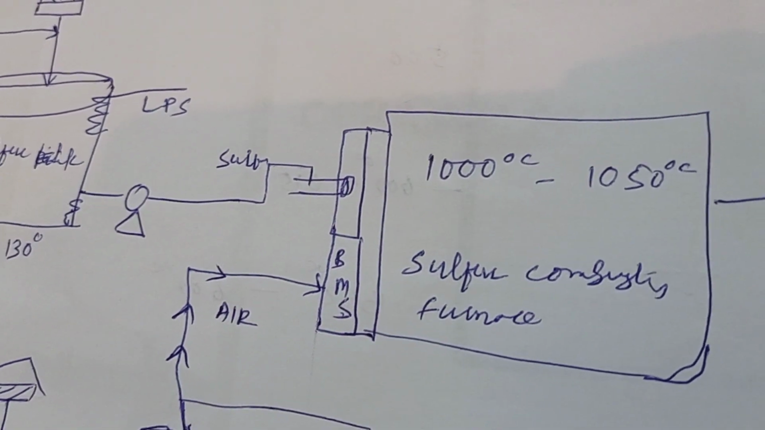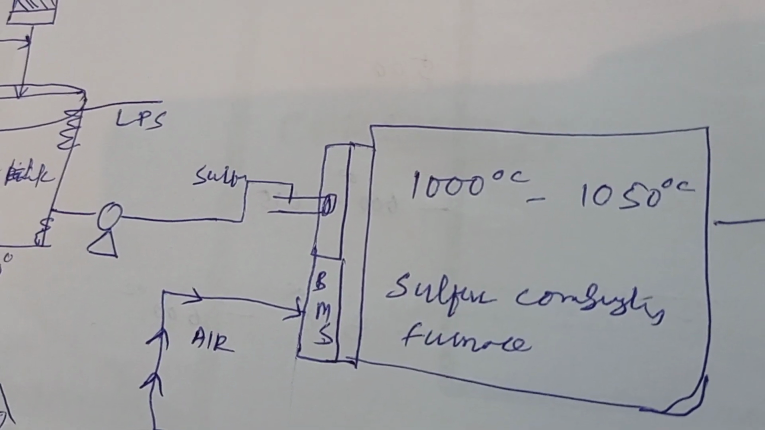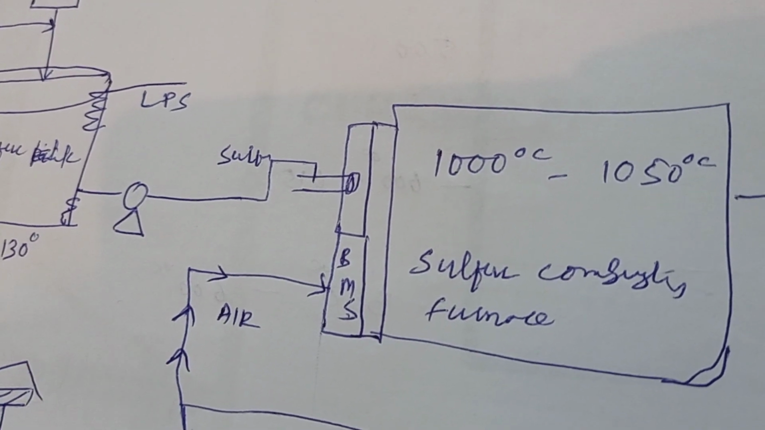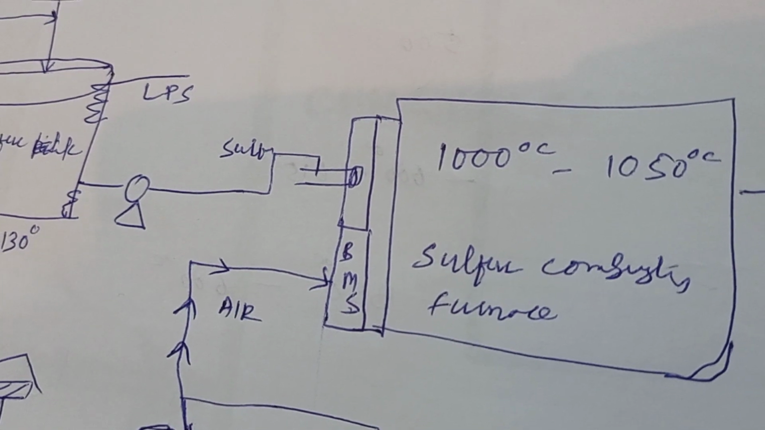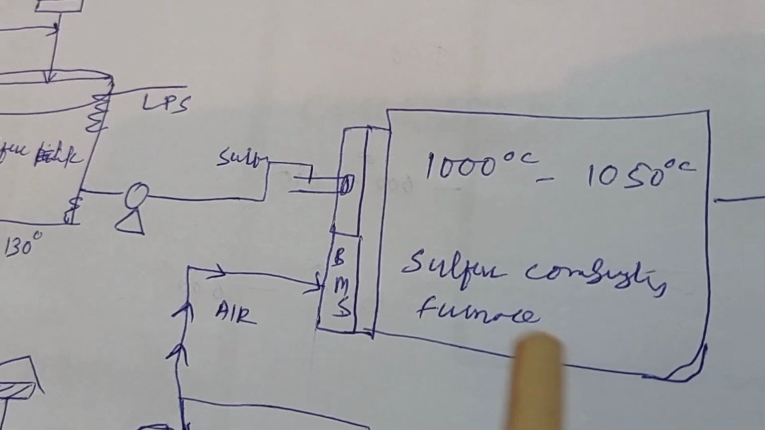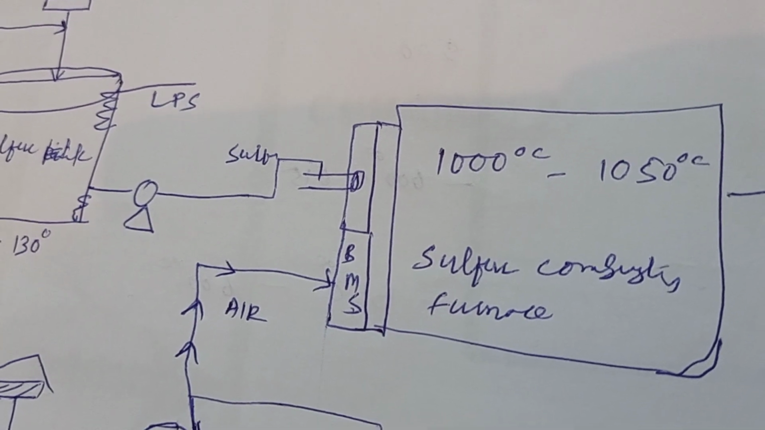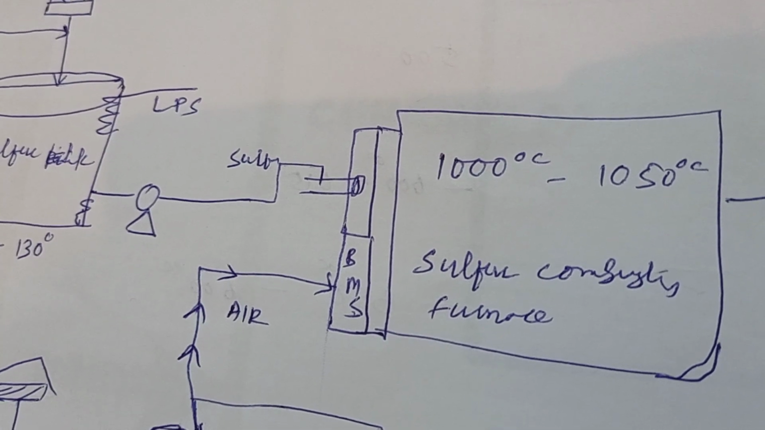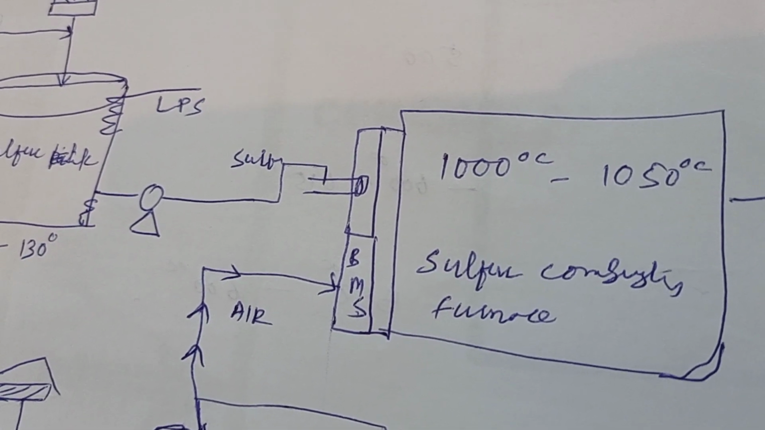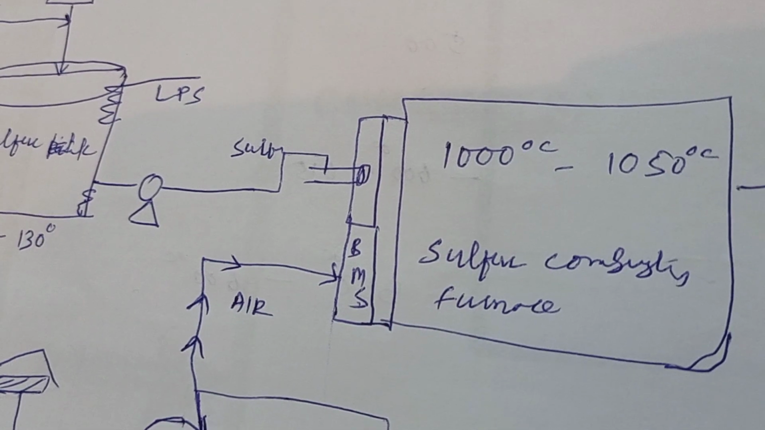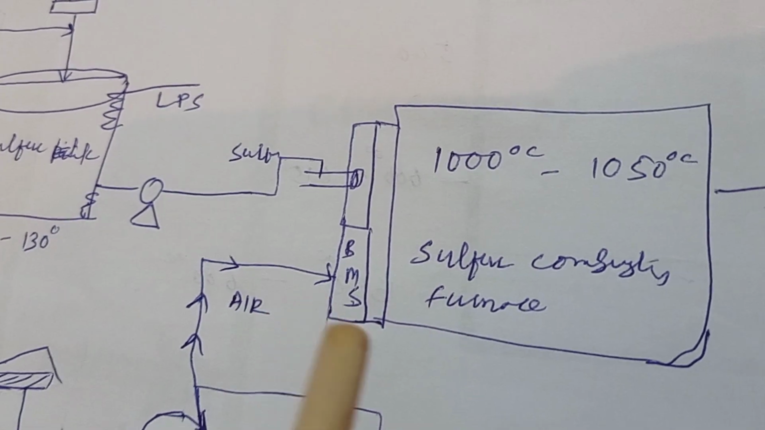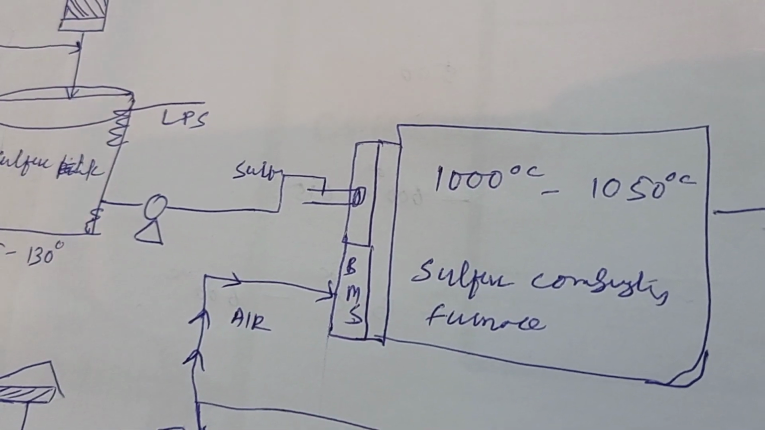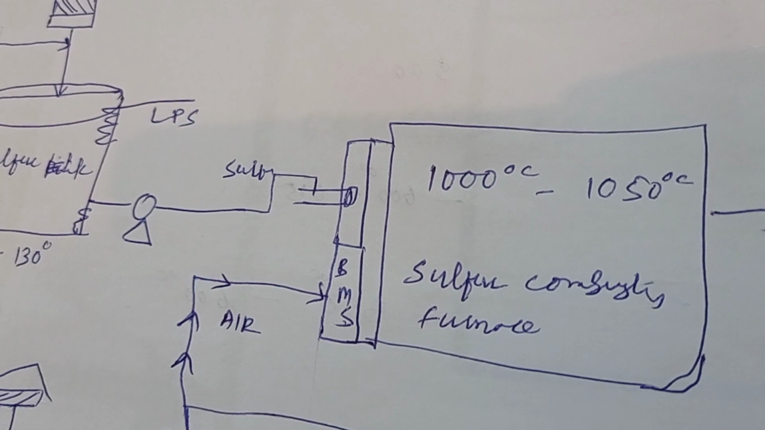in which there is a section called BMS, burner management system. The burner management system automatically takes the flow rate of sulfur and the flow rate of air. This BMS manages the ratio of sulfur and air. If air is low, it will decrease the sulfur. If sulfur is high, it increases the air. So depending upon this flow ratio, we have controllers here. The main function of the burner management system is to maintain the exact ratio.